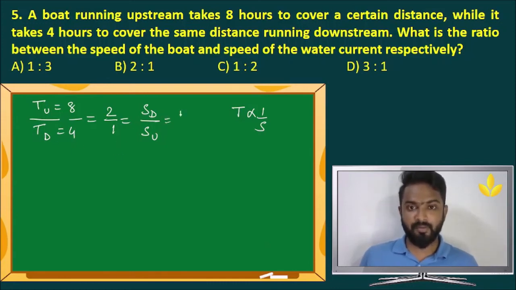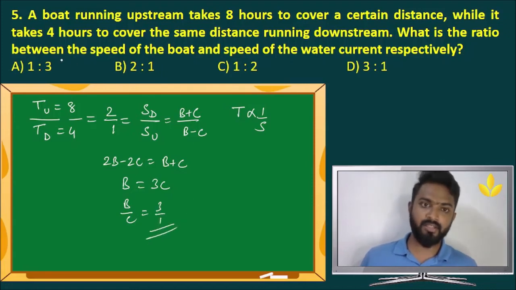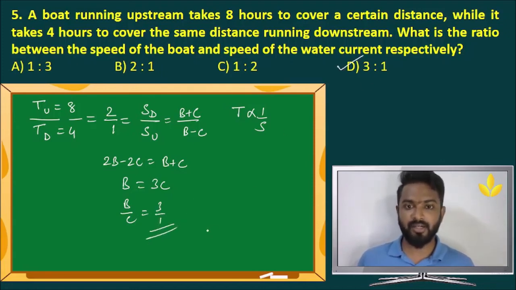Now speed of downstream is obviously B plus C. Speed of upstream is B minus C. Let's cross multiply. We have 2B minus 2C equals B plus C. B comes this side, 2B minus B is B, equals minus 2C becomes plus 2C over here. 2C plus C equals 3C. So speed of the boat and speed of the water, we have B by C equals 3 by 1. Answer is 3:1. Answer is D. That's it. Let's move on.